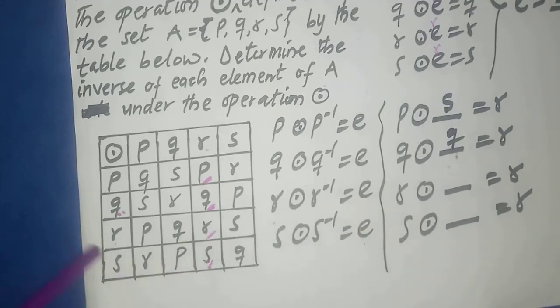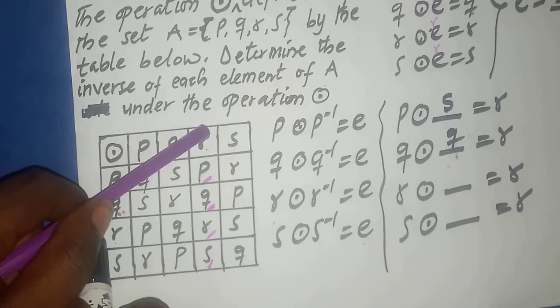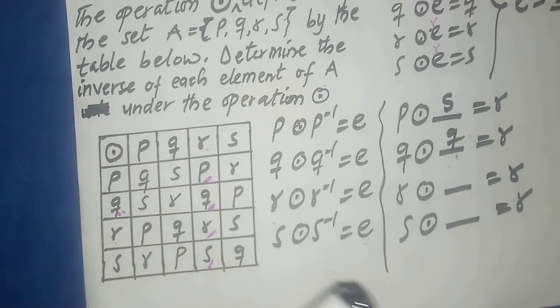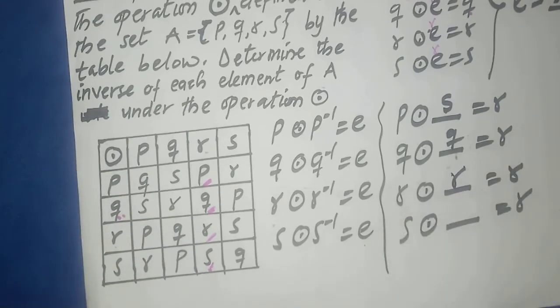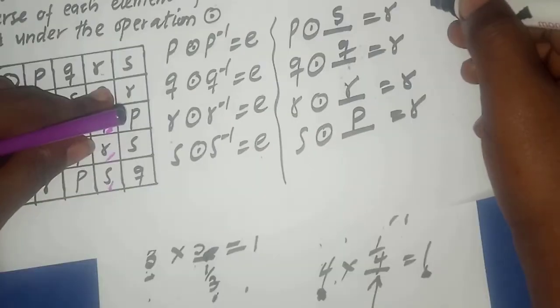And then when you come here, R operation what will give us R? R operation R gives us R. And then S operation what will give us R? S operation P will give us R. What it means is that, let me write this one here.